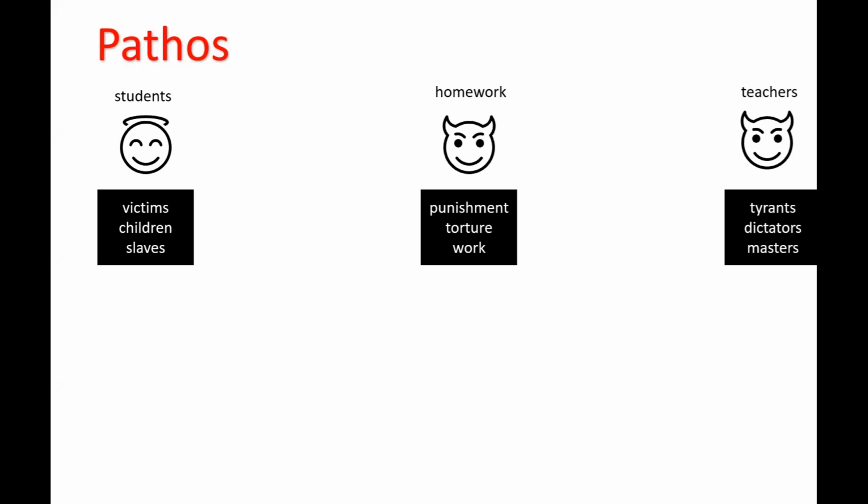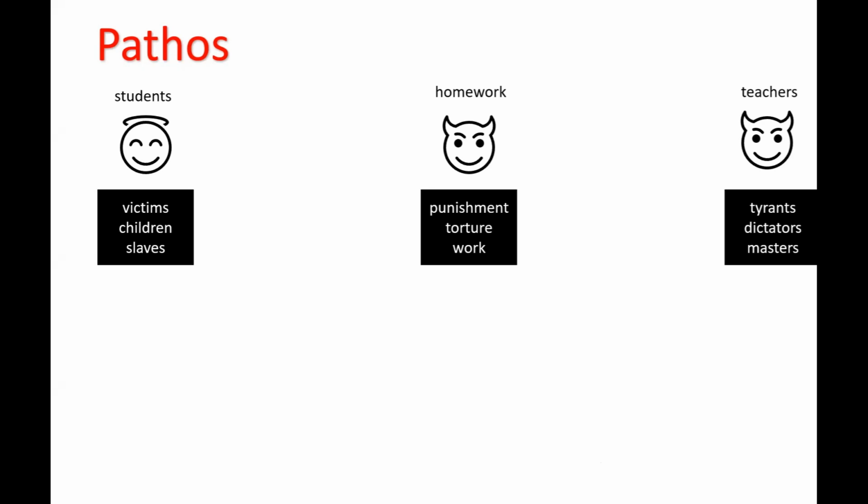Okay, sorry for that. So we can start talking about the nouns that we've got there. We've got students, homework, and then obviously the teachers. The teachers can become tyrants, dictators, masters. We're moving towards metaphor, because we're talking about teachers as masters and the students as slaves. So we're forming connections across the text through the use of nouns themselves.